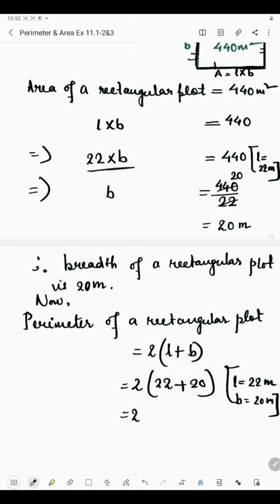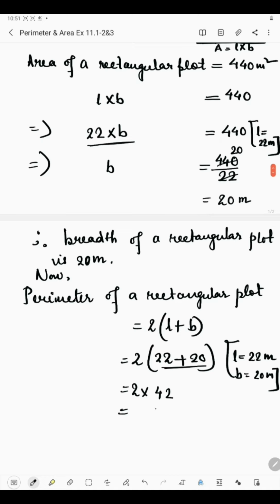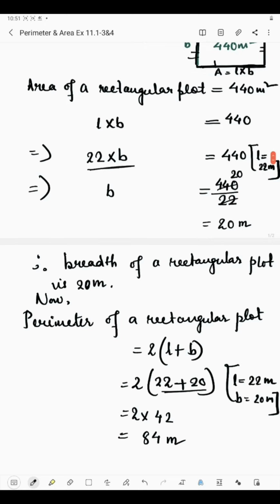Now 2 into, after 2 if a bracket is there, that means 2 is multiplied by the whole. Now if you add this, 2 plus 0 is 2 and 2 plus 2 is 4. So 2 multiplied by 42, so 2 2s are 4, 2 4s are 8. So it's 84 meter. So the perimeter of the rectangular plot will be 84 meter. So this was all about question number 3. Now moving on to question number 4.